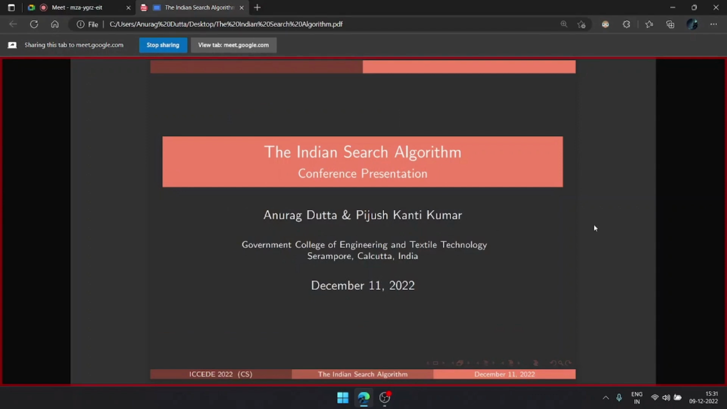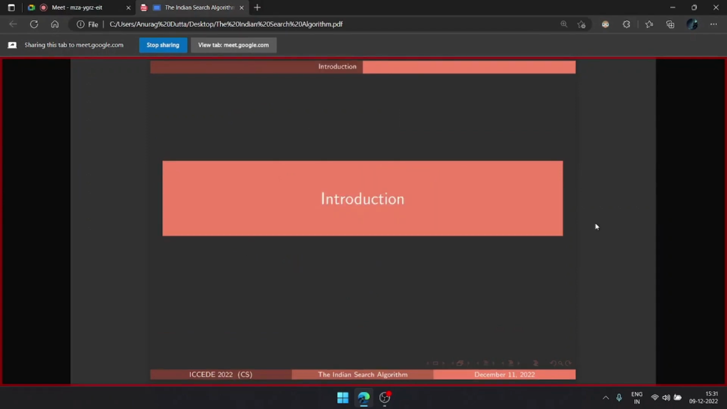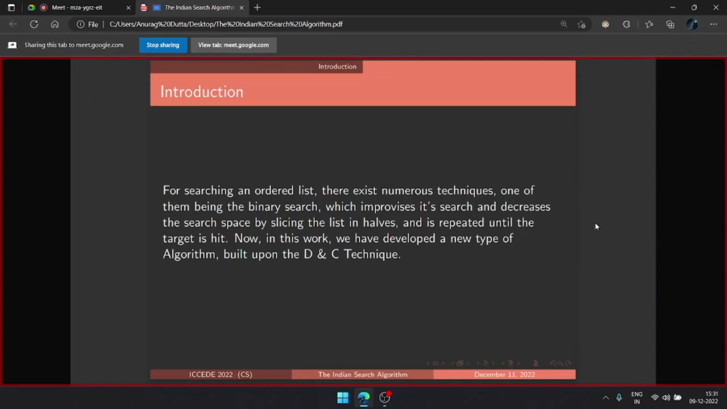Okay, thank you, sir. So, let me begin with the introduction. For searching an ordered list, there exist numerous techniques. One of them is binary search, which decreases the search space by slicing it in halves, repeated until the target is hit. In this work, we have developed a new algorithm built upon this divide and conquer technique.